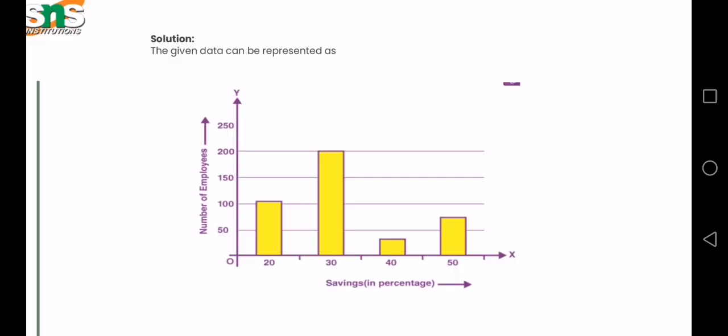The given data can be represented. Here we take the x-axis as the savings in percentage and the y-axis as the number of employees. This is the bar diagram.